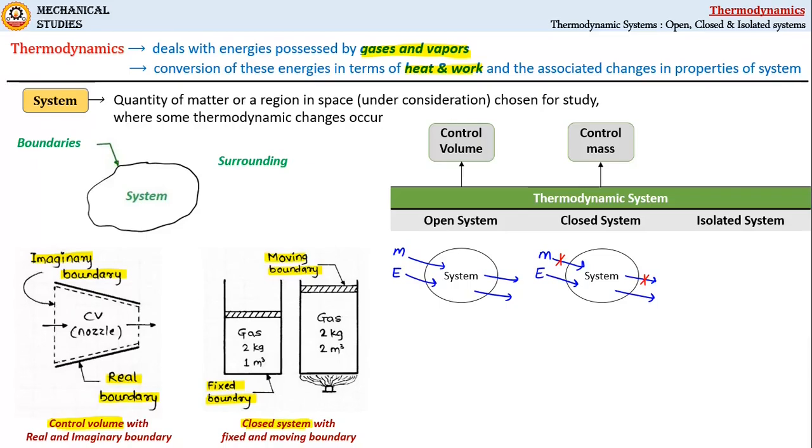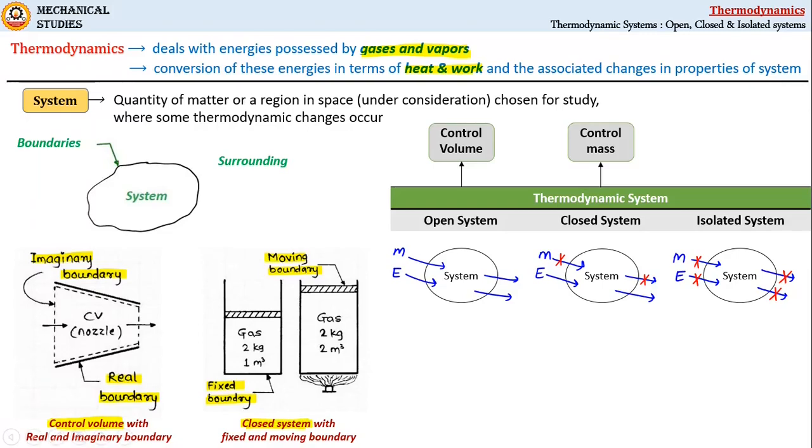Third system is isolated system, where both mass as well as energy are not allowed to exchange or transfer with the surrounding. So here it is a special case of closed system where energy transfer with the surrounding is also restricted. In actual practice, isolated system is very difficult to achieve, but it can be approximately modeled.